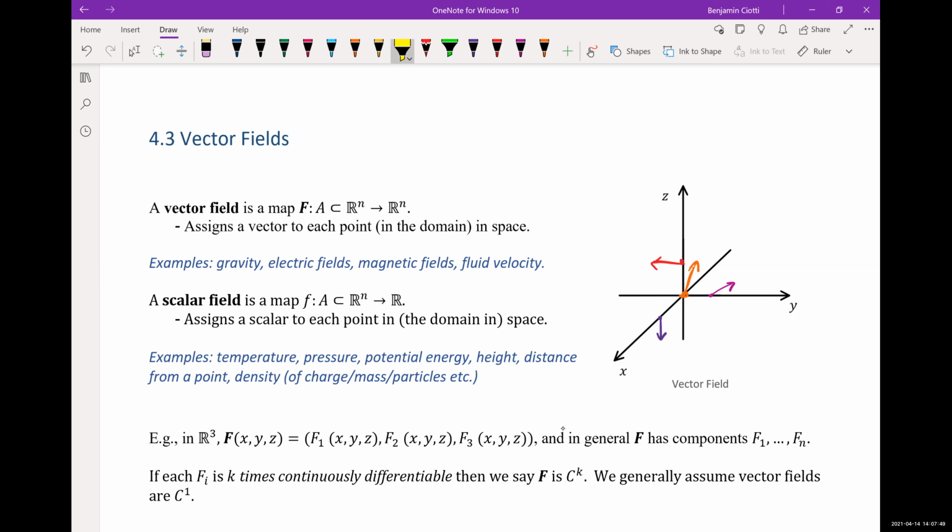But contrast the idea of a vector field with that of a scalar field. So a scalar field just assigns a number to each point in space instead of a vector. Another way of saying that is that a scalar field is a map from some subset of Rn to R. So it assigns a number to each point in space, and important physical examples include temperature, or pressure, or potential energy, height, the distance from some point, density of, say, charge or mass or particle number. And scalar fields are also pretty important because, as we'll see, a lot of important vector fields come from scalar fields in some sense.